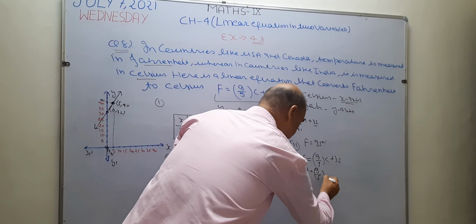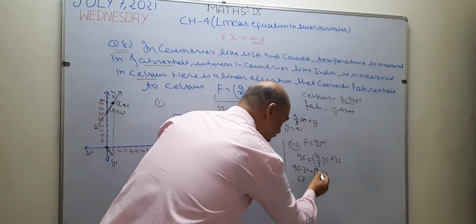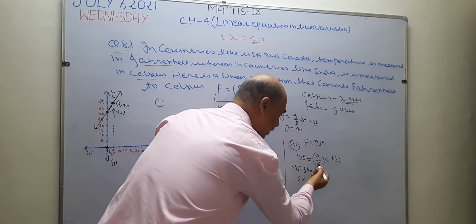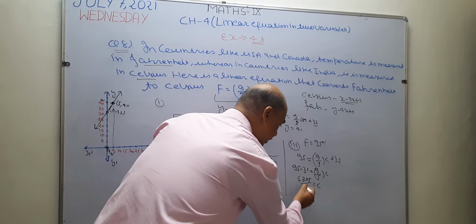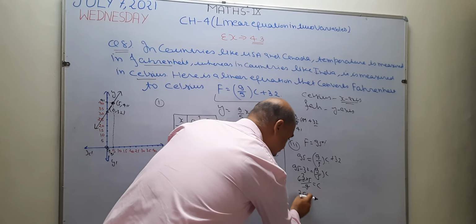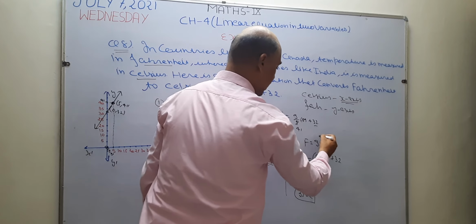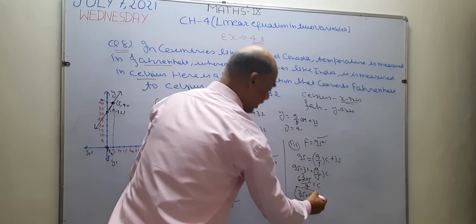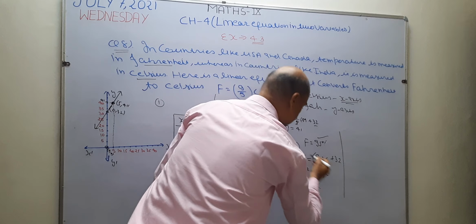9 by 5 into C. Now 95 minus 32 is 63. I take this 9 by 5 from right to left, so this becomes its reciprocal. Okay. 9 7s are 63. 7 5s are 35. So in Celsius, this becomes 35. If temperature in Fahrenheit is 95, it is known as 35 degree in Celsius. Both are the same. This is the third part.